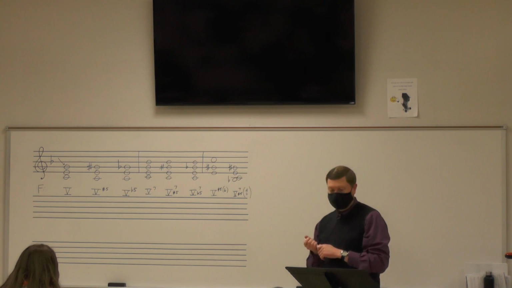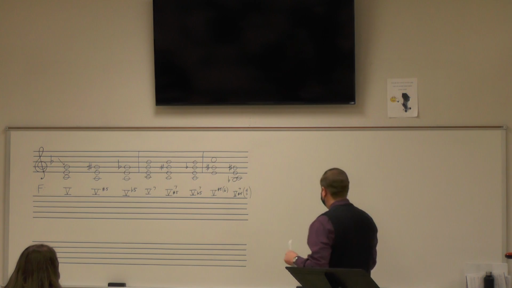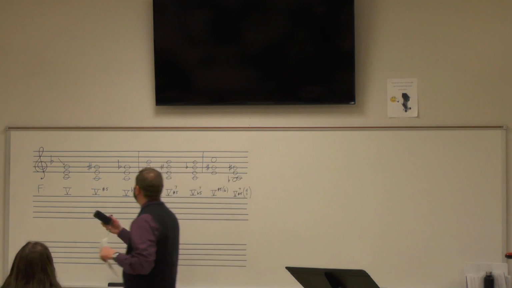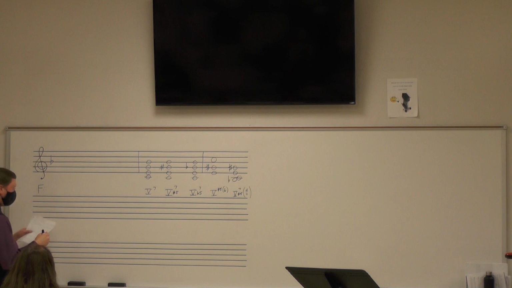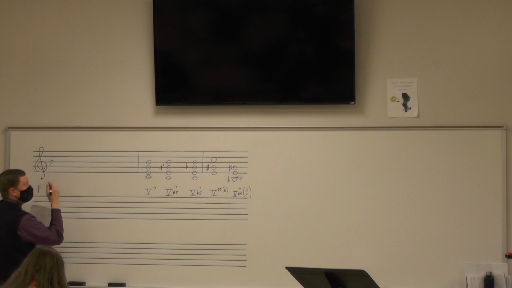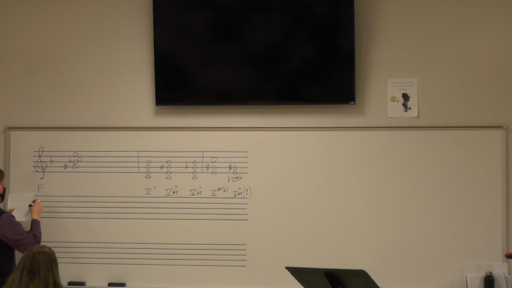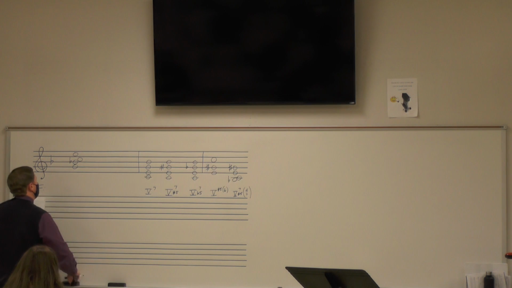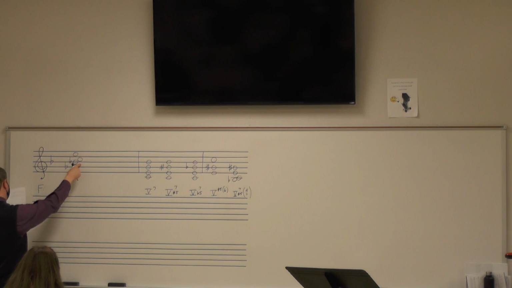I'm running out of space here. I should probably try one more. Let me erase some of this. Make a little space. What about a 5/7 flat 5 in second inversion? Whoops, flat 5, not sharp 5. Okay. So C, E, G flat, B flat.